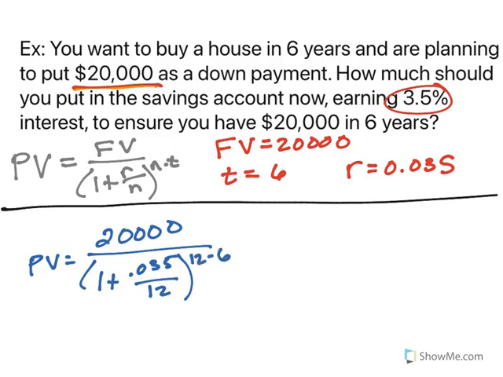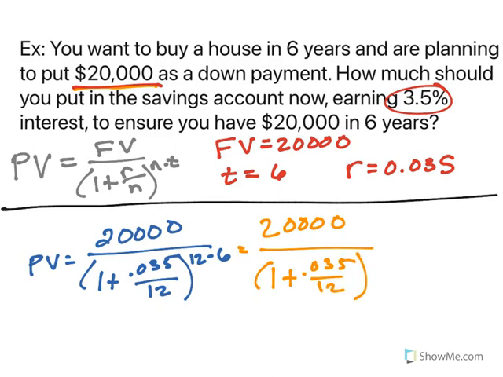Now, when you are working on this, I would highly recommend simplifying your exponent first. So 1 plus 0.035 over 12 raised to the 72nd power. That tends to be where a lot of people get into trouble. If you put this all in at one time, make sure that when you use your exponent, you put these in parentheses. That's super, super important. So now if you work this out, you can put this all in at one time.